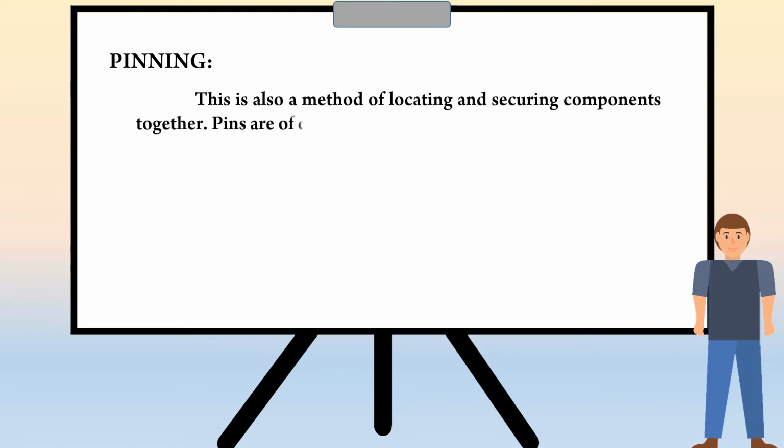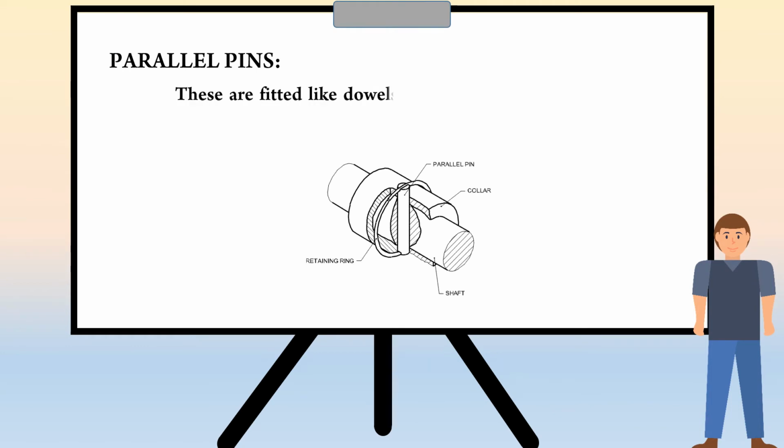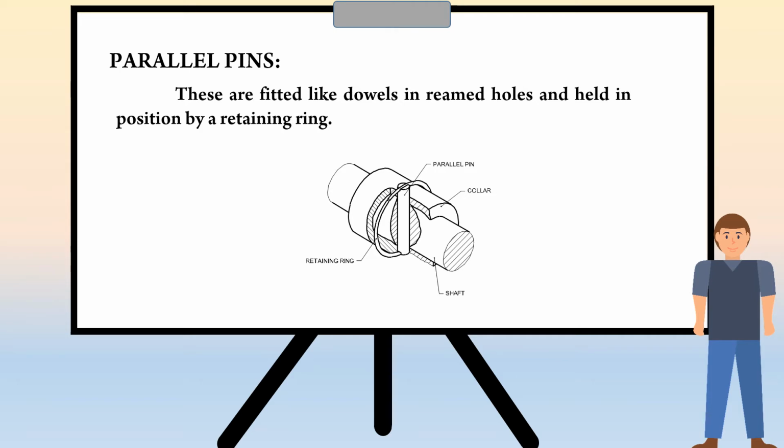Second, pinning. This is also a method of locating and securing components together. Pins are of different types: 1. Parallel pins, 2. Cotter pins, 3. Taper pins, and last, spring pins. Let's see the different types of pins one by one. First one is parallel pins. These are fitted like dowels in reamed holes and held in position by a retaining ring.